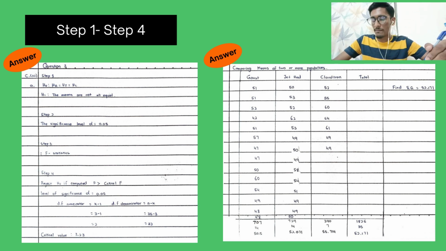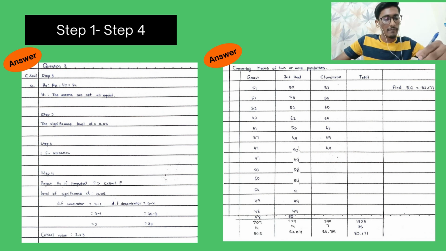Step 2, state the level of significance. The significance level is 0.05. Step 3 is to find the appropriate test statistic. We will be using the F statistic. Step 4 is to state the decision rule. The decision rule is to reject H0 if the computed F is more than the critical F. The level of significance is 0.05.